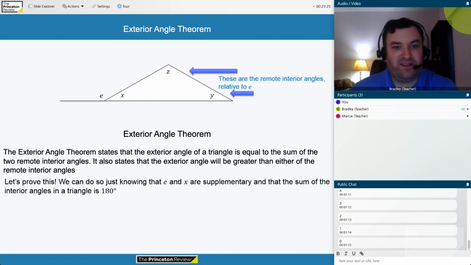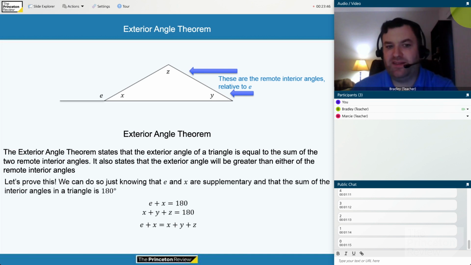So let's see if we can prove this. And we can do this with some pretty simple algebra. We just need to know that E and X are supplementary, so add up to 180, and the sum of interior angles in a triangle is 180 degrees. So E plus X is 180, X plus Y plus Z is also 180. So E plus X then has to equal X plus Y plus Z, because both of those add up to 180. So subtract X from both sides, and we get that E equals Y plus Z.